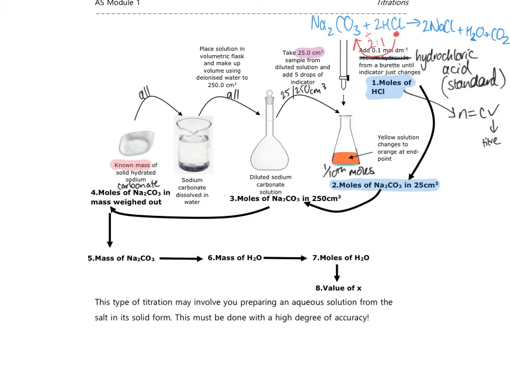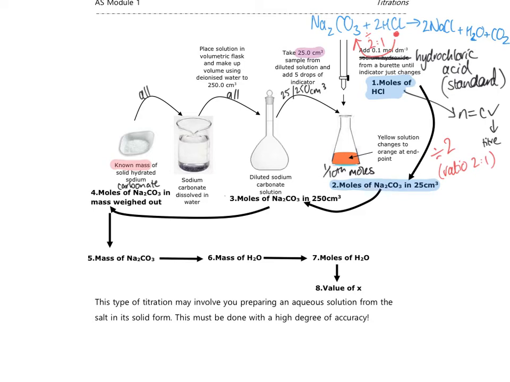Again, it might be a different acid and the ratio might be 1 to 1, it might be a different salt. But in this example, you're dividing your number of moles by 2. So if you want to write in there, dividing by 2, and that's because your ratio is 2 to 1. Okay, so that gives us our number of moles of sodium carbonate in our conical flask in 25 centimetres cubed.